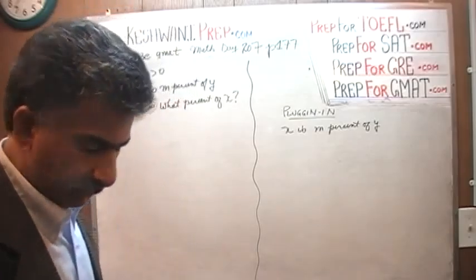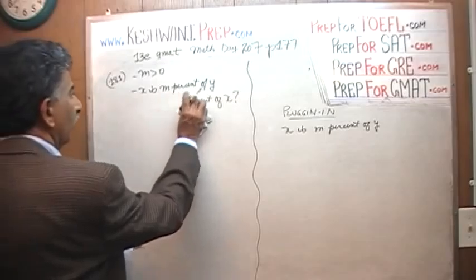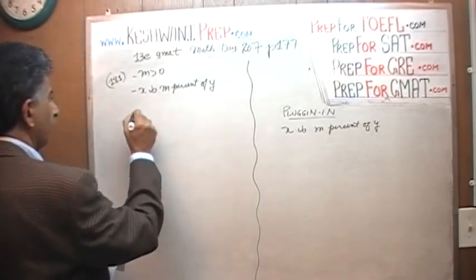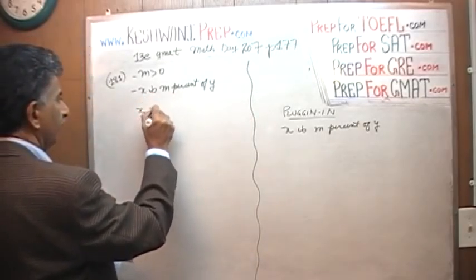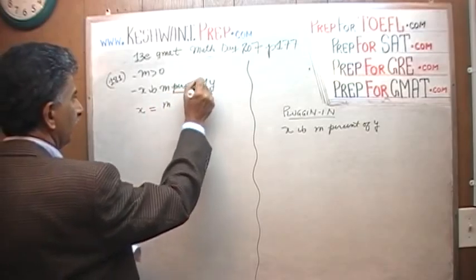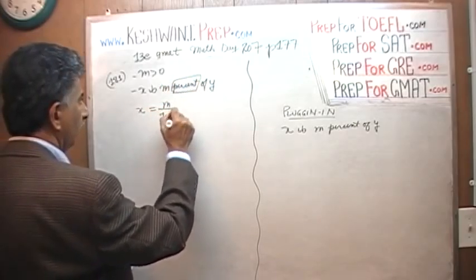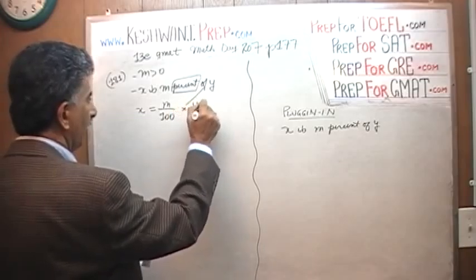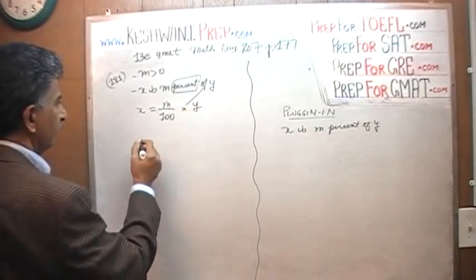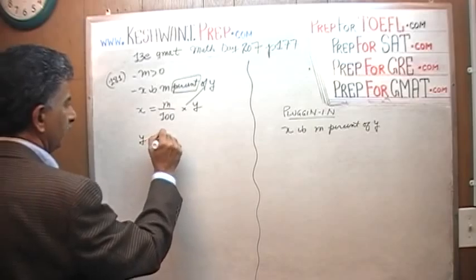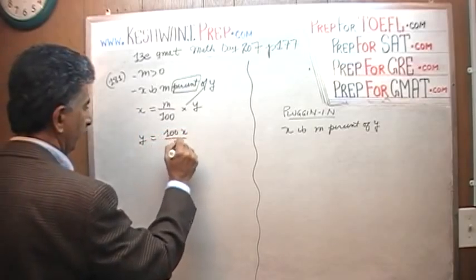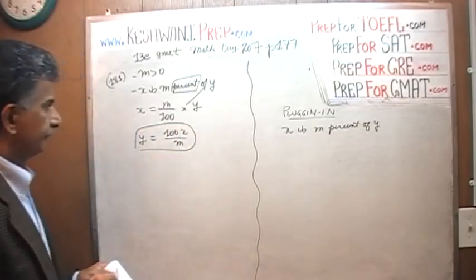Here's how it goes. We are told x is m% of y. X is means equal, m% means m over 100, of means times y. Let's solve this for y. So y equals 100x over m. This is your y.